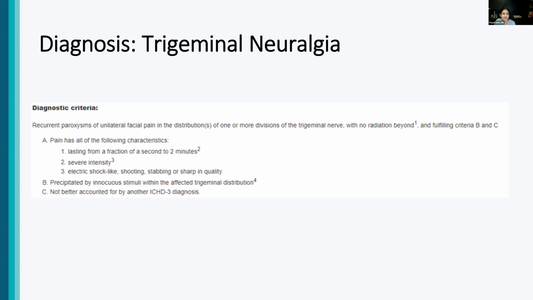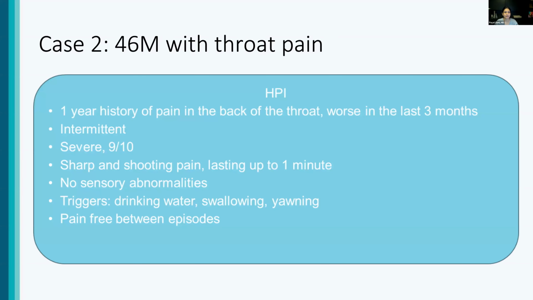Okay. So then we'll move on to the second case. This is a 46-year-old man who's coming in with a complaint of throat pain. He describes a one-year history of pain in the back of the throat, but it's been worse in the last 3 months, which prompted this evaluation. Again, this pain is intermittent. It's severe when it comes. He describes sharp and shooting pain that lasts up to 1 minute. There are no sensory abnormalities. He's pain-free between episodes, and he has some triggers here too. He says that drinking water, swallowing, or yawning can be triggers for this pain.